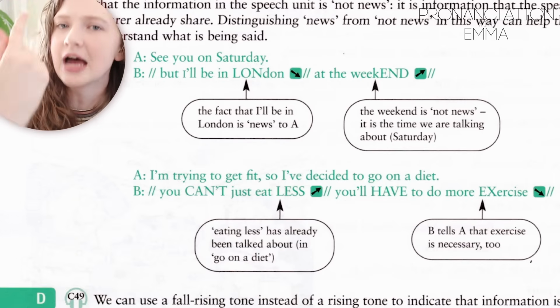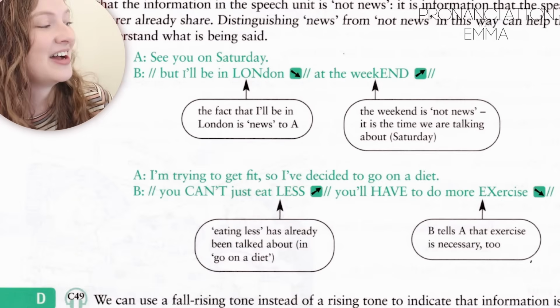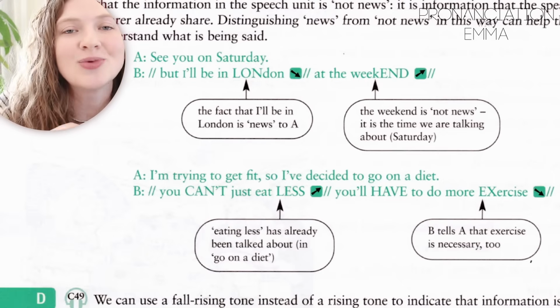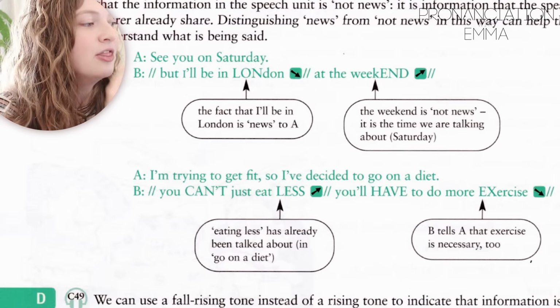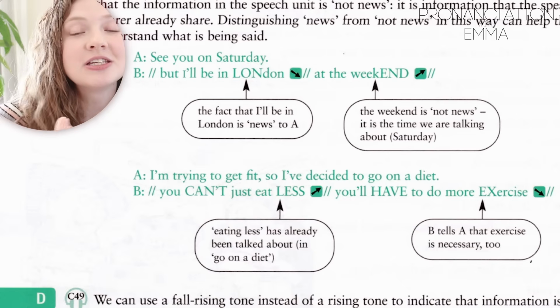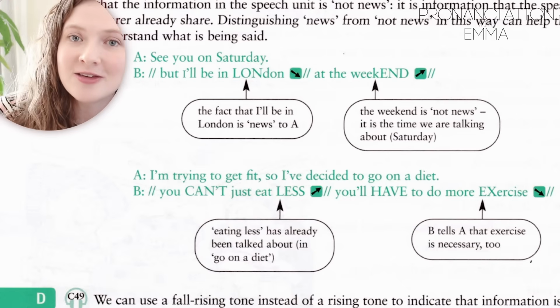You see how it goes down on London and then up again at the weekend? So with London, we know that London is new information. That's why our intonation is falling. The weekend goes up because A already mentioned Saturday. We know that we're talking about the weekend. This is not new information for the listener.